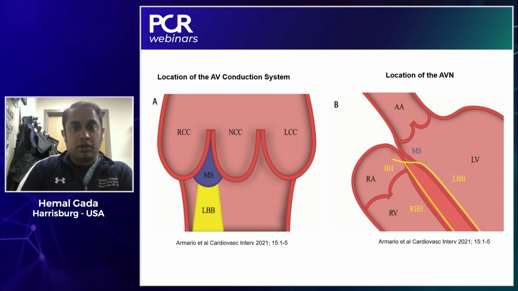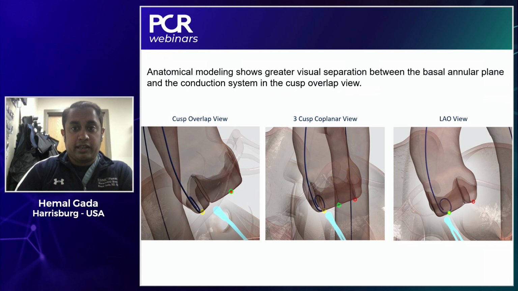This all happens below the non-right commissure. And so really, if we're going to pick a view that would really accentuate or elaborate the conduction system, it would be a view that would overlap the left and right coronary cusps, leaving the non-coronary isolated. And that's precisely what the cusp overlap view does. There are a lot of advantages to this particular technique.